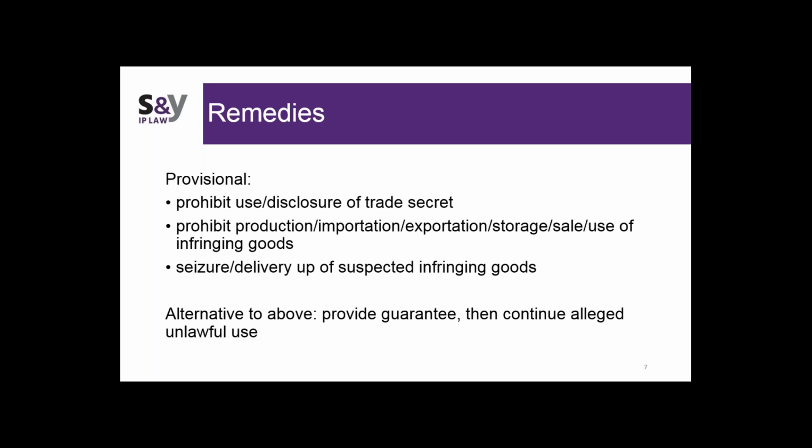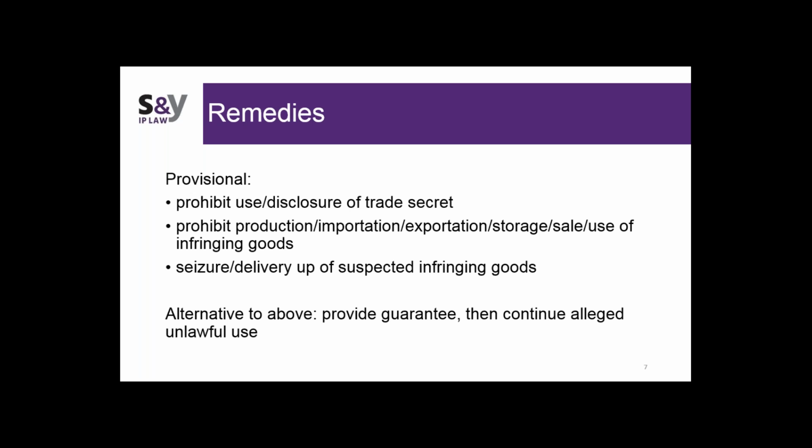As an alternative to some of the above remedies, a suspected infringer can be allowed to continue alleged unlawful use of a trade secret, provided that the suspected infringer supplies an appropriate guarantee. The guarantee is intended to ensure compensation of the trade secret holder for the continuing alleged unlawful use.